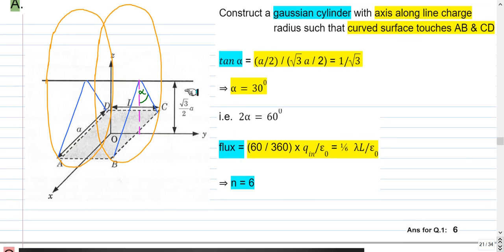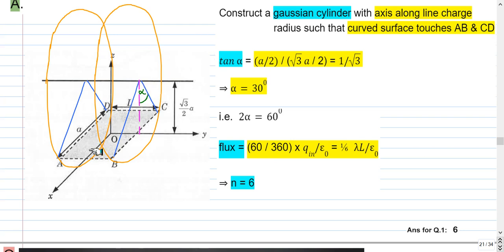So this is an infinite line charge. So the electric field due to this infinite line charge will be in the radial direction. So we can find this flux by choosing a Gaussian surface appropriately. So the Gaussian surface chosen here is a Gaussian cylinder, and the axis of the Gaussian cylinder coincides with this line charge, and the radius of the cylindrical surface is such that it will just touch these points B, C, and also A and D. So the length of this Gaussian cylinder is the length of AB, which is L.